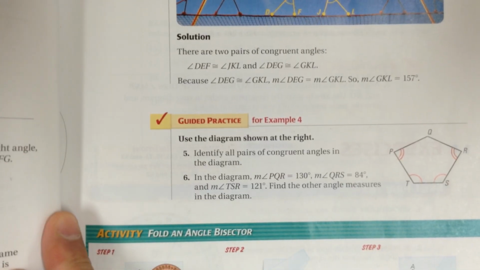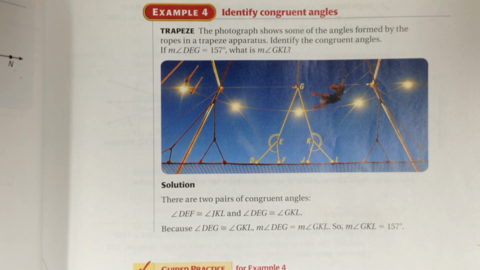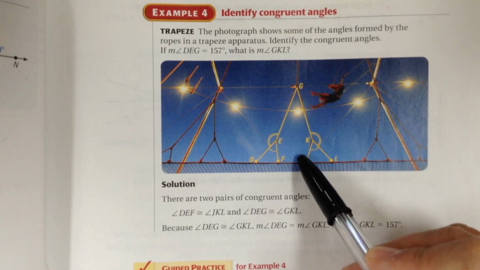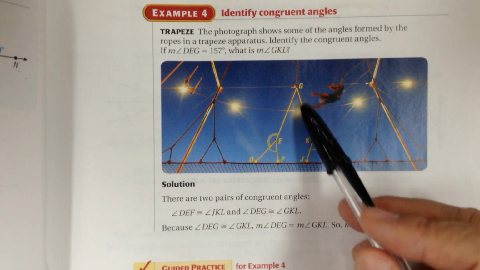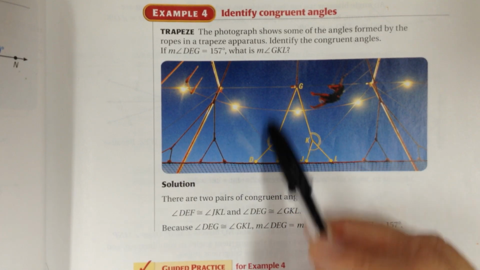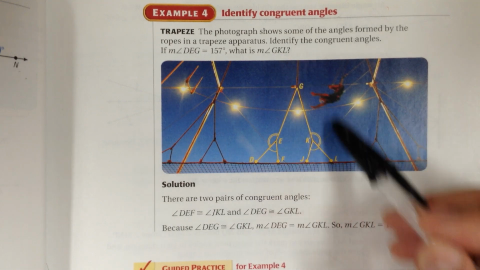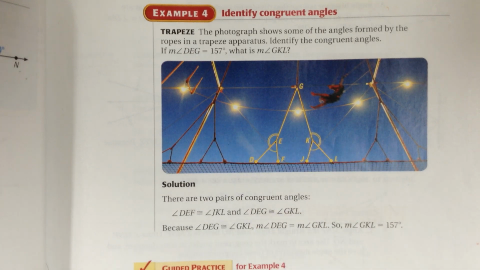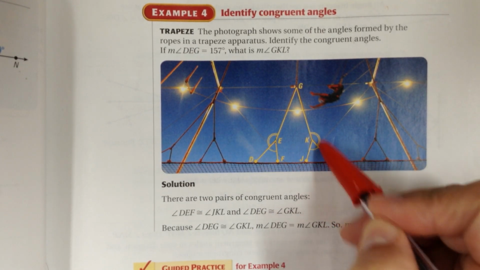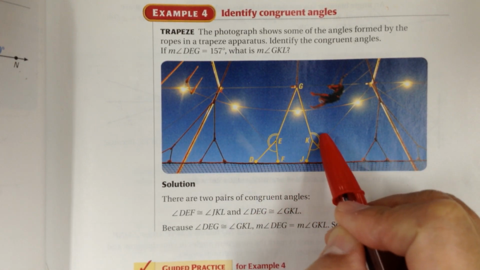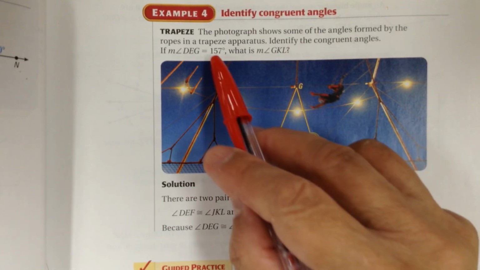Okay. Let's go to example 4, trapezoid. Over here you have this picture, and it tells you the angle DEG, the one with the two arcs. And what is the angle of GKL? Well, they're going to be the same because if you notice, they have the same markings. This one has two arcs and this one has two arcs, which tells you that these two are congruent. If they're congruent, they will have the same measurement. So this will equal 157.